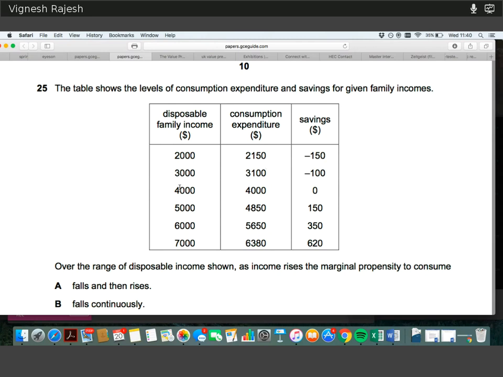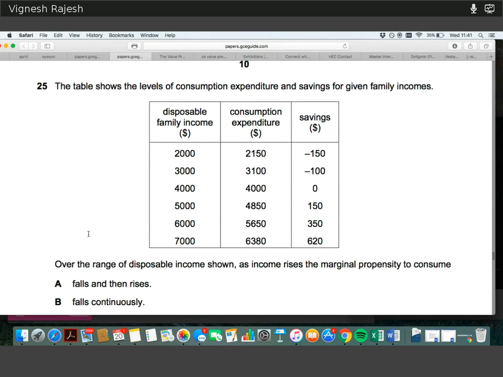For the next increment, a 1,000 increase leads to a 900 increase. So it was 0.95, now it's 0.9. Using the same logic, we can see the next step is 0.85. The next step is 0.8. And this final one, I can tell you it's less than 0.8, i.e., the MPC has been decreasing from 2,000 to 7,000. So we can see the answer is B, falls continuously.